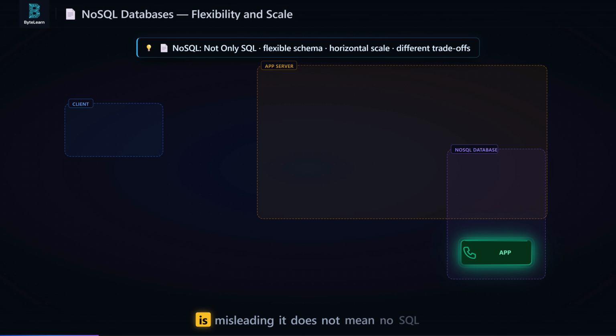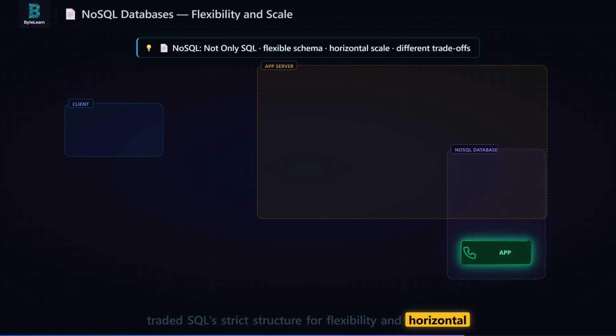The name is misleading. It does not mean no SQL ever. It means not only SQL: databases that do not use the relational model. NoSQL databases traded SQL's strict structure for flexibility and horizontal scalability. And for many of today's largest applications, that trade-off is exactly right.